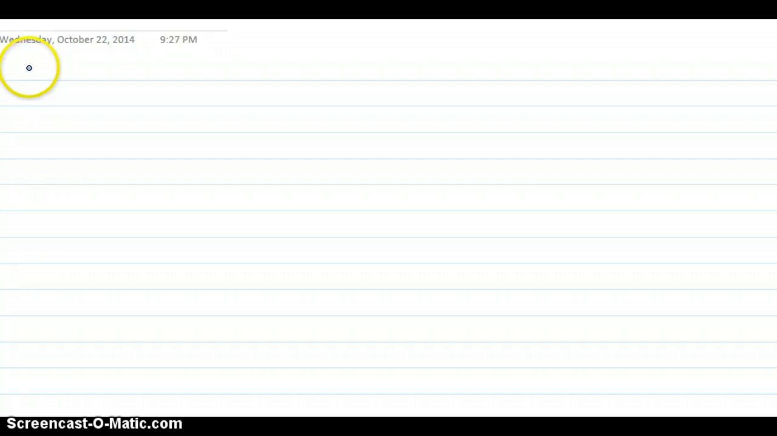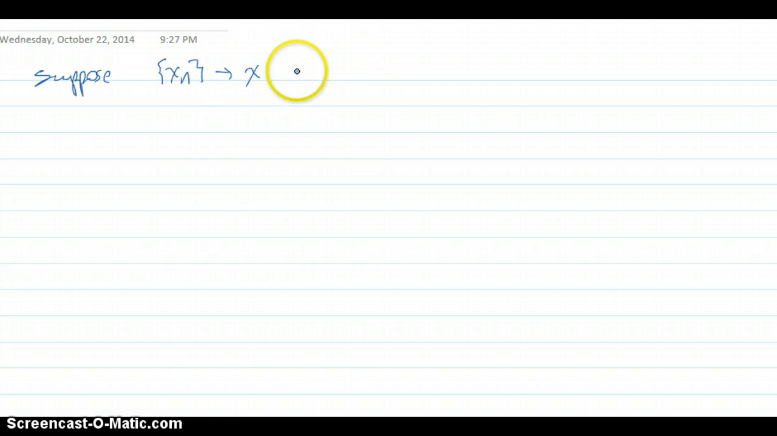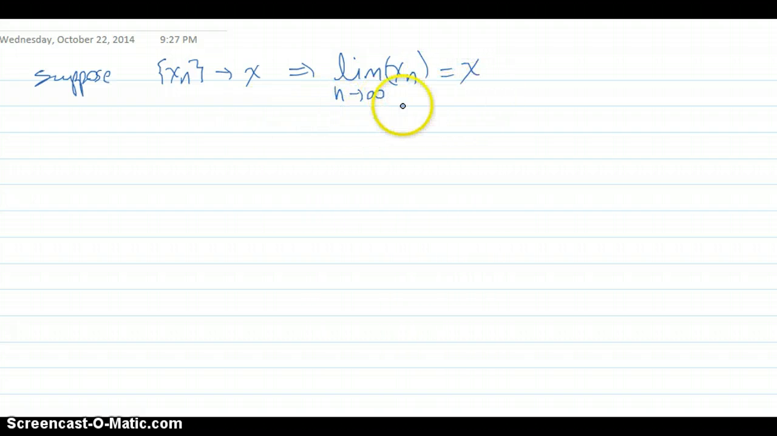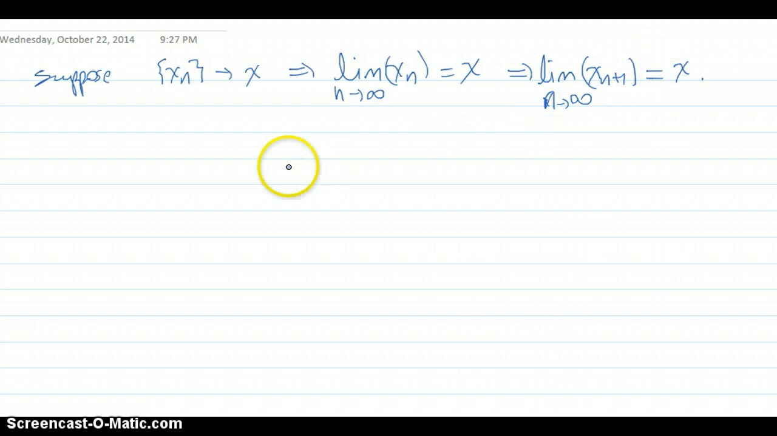All right, let's see how we can do that. Now suppose that the sequence x_n converges to x. That means that the limit of x_n as n approaches infinity is x. In fact, if the limit of the nth term goes to x, the limit of the next term also goes to x. So the limit of x_{n+1} as n approaches infinity is also x.